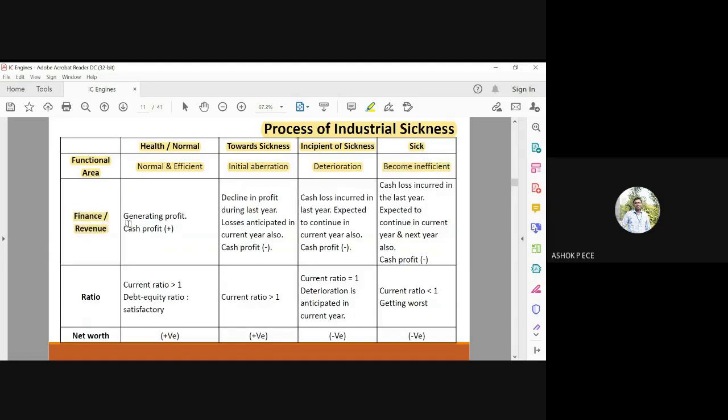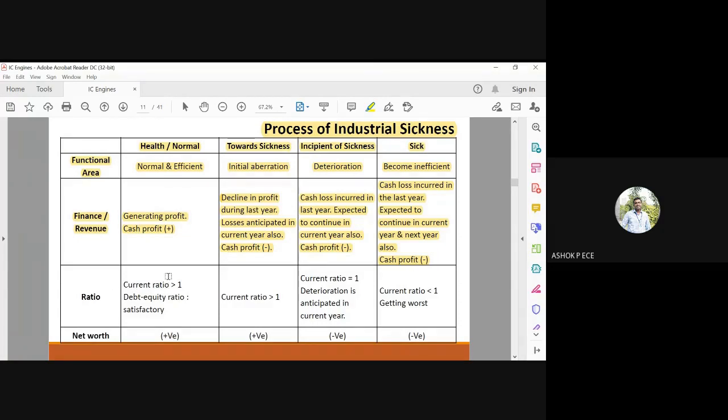Finance or revenue: you see, generating profit, and cash profit is largely positive. Decline in profit during last year, loss you are having, anticipating loss this year also. So the cash profit is going to be negative. Cash loss last year, current year also it is negative. Cash loss last year, current year, next year, everything we will have cash loss, so cash profit will be negative. So only in the normal case the cash profit is positive. In all the other cases, the cash profit is going to be negative.